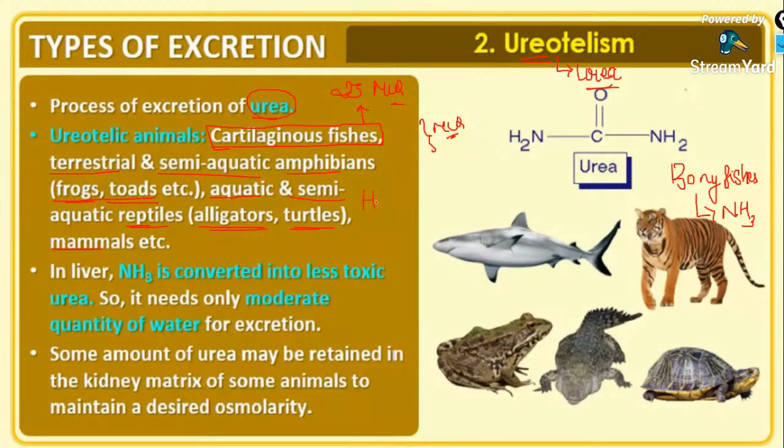For example, humans: the excretory material is urea. Can any one of you comment in the chat box which organ inside our human body produces urea? Can anyone comment?